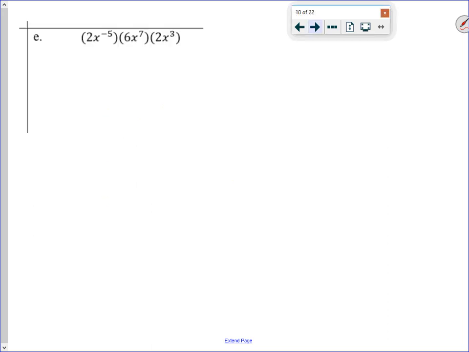All right, so here I'm going to multiply all this out. There are no exponents on the outside here anywhere to worry about. So this is just going to be 2 times 6 times 2, which is 24.